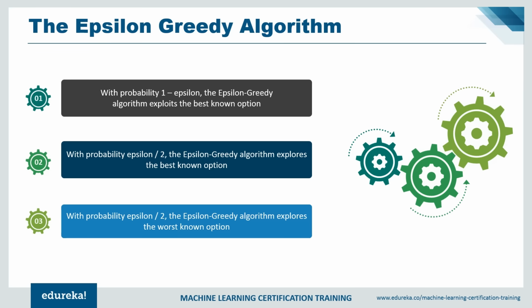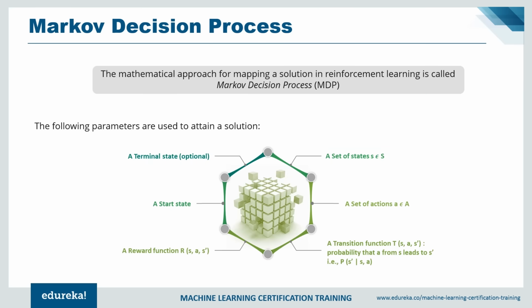worst known option. Now let's talk about Markov decision process. The mathematical approach for mapping a solution in reinforcement learning is called Markov decision process, which is MDP. In a way, the purpose of reinforcement learning is to solve a Markov decision process.